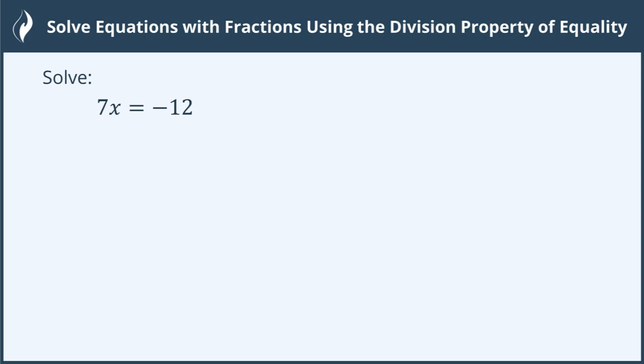Here I see I have 7, and there's nothing between the 7 and the x, which means that I'm multiplying. And our goal is to isolate the x. That means that I need to do the opposite of whatever the operation we see. The opposite of multiplying is divide.